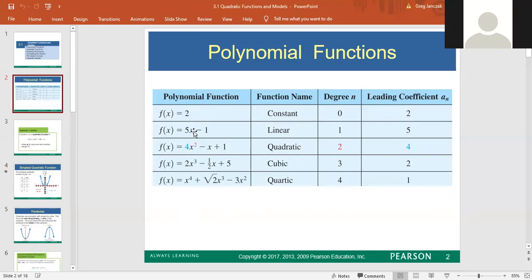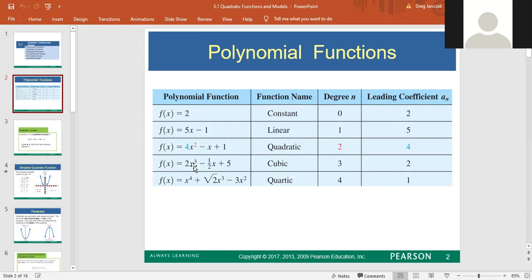for the variable. So here, f of x equal to 2, the constant is 2, the degree is 0. So this would be like saying 2x to the 0 power. Next is 5x minus 1, a linear function that has a degree of 1. So this would be considered x to the first power. The coefficient is 5. Next is a quadratic function, which has an x squared to it. So you look at the leading term for that. And the coefficient is 4.